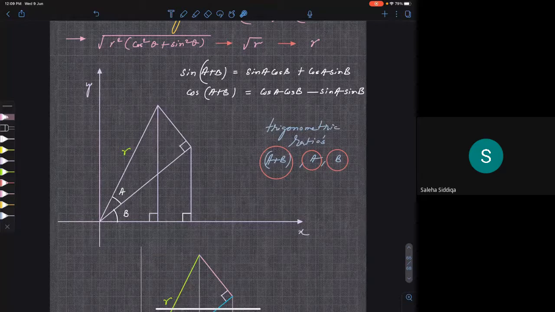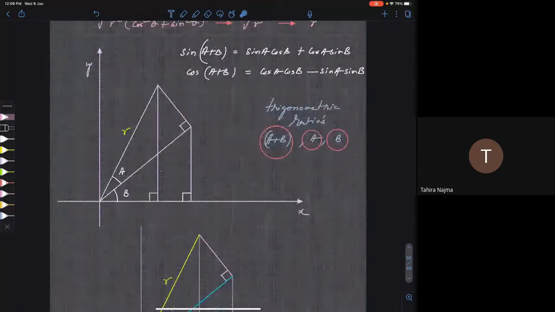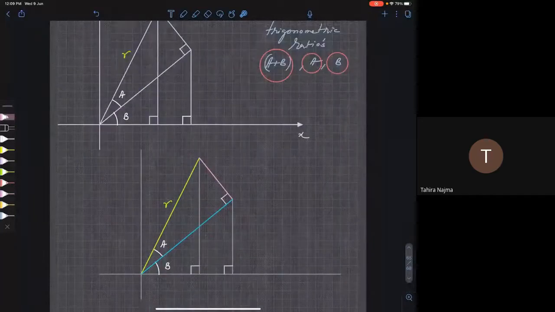ठीक है ना? Yes, sir. Now watch carefully. Now एक एक triangle को हम लोग separately study करेंगे. ठीक है? We'll look at each triangle separately.